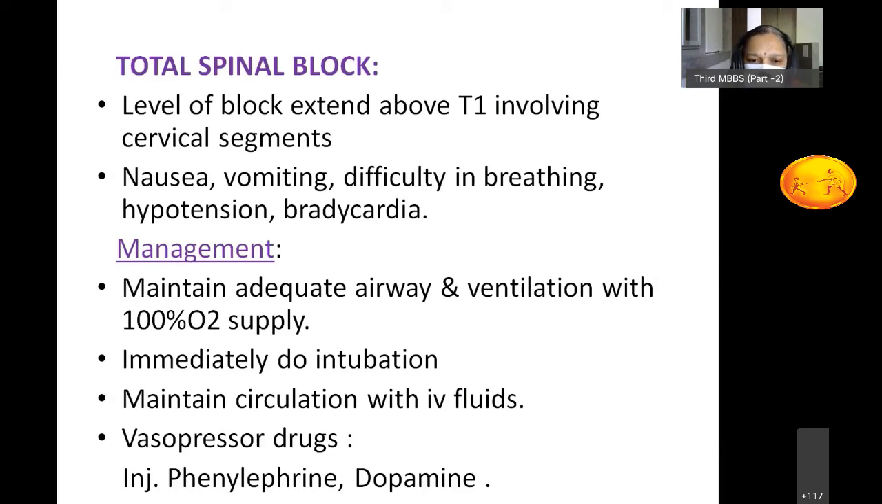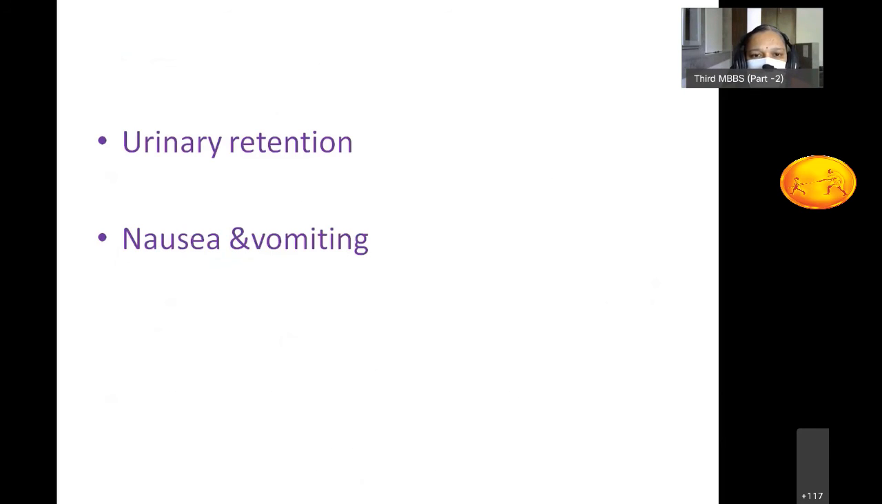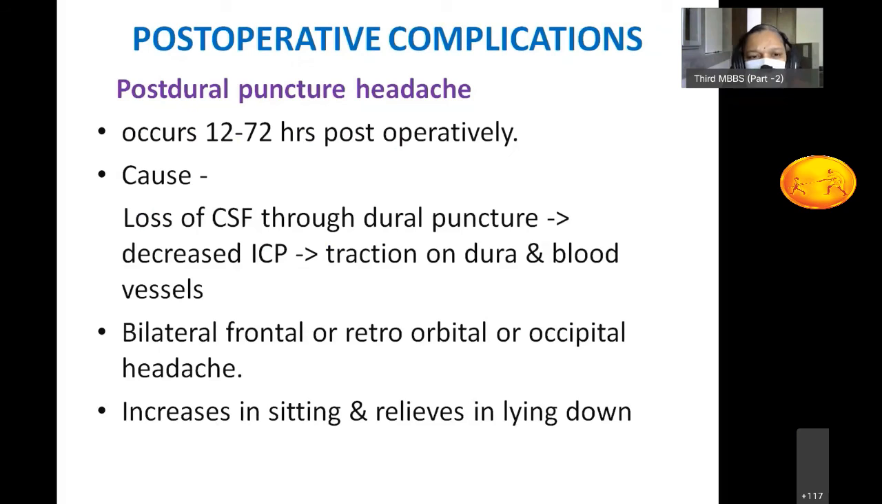The management is adequate airway and ventilation, give 100% oxygen, and immediately do the intubation. Maintain the circulation with IV fluids, vasopressor drugs like dopamine, phenylephrine, etc. And maintain the hemodynamic stability of the patient as well as the airway. The other two complications which I have already mentioned are urinary retention and nausea and vomiting. Again, if the blood pressure is well controlled, then this nausea and vomiting may decrease. There is no specific drug treatment required for nausea and vomiting in case of spinal anesthesia.